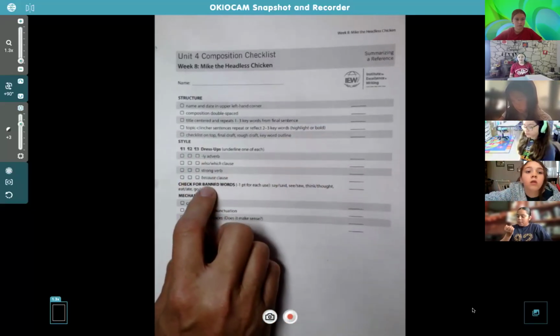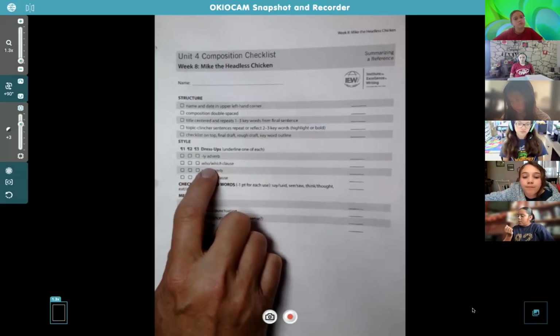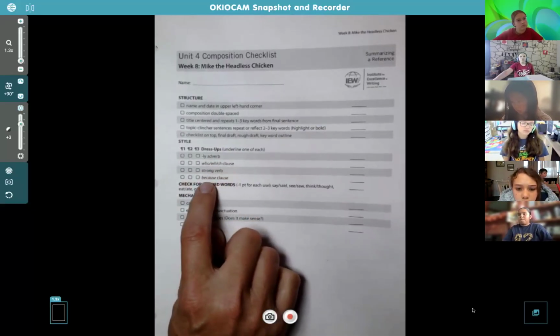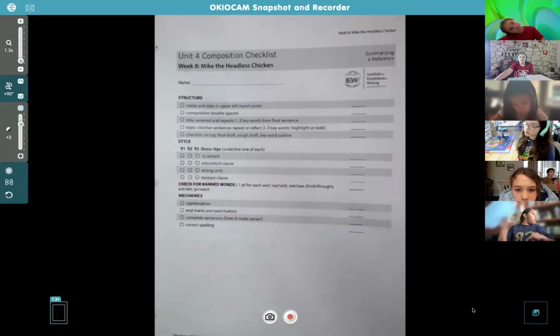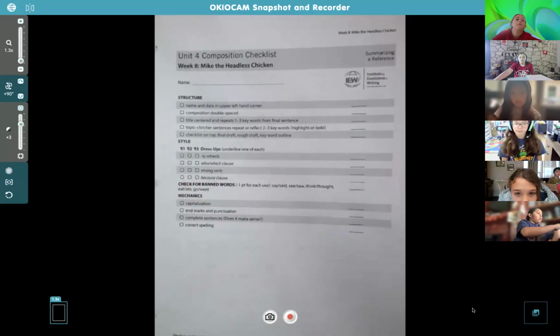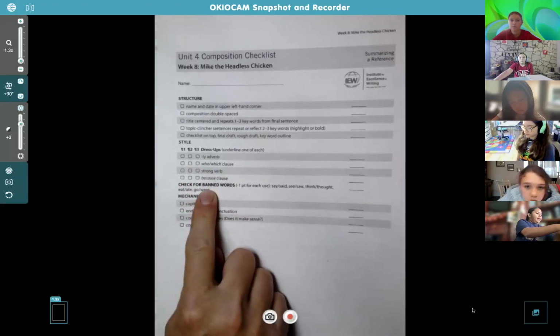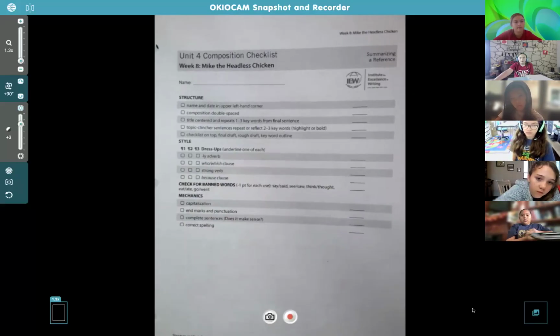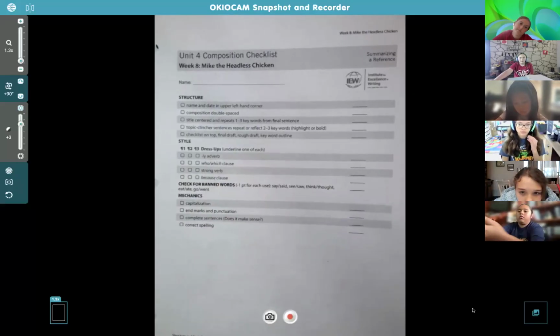And then you've got your dress ups, and here they are: ly, who which, strong verb, those are the ed words, and because clause. So you've got 4 in each paragraph, okay? So make sure you use them in each paragraph and you check them off as you go. Underline one of each.